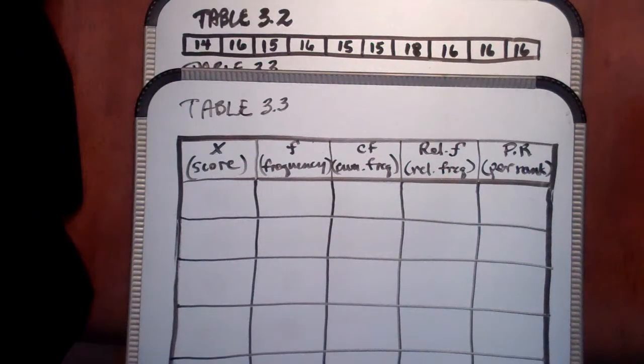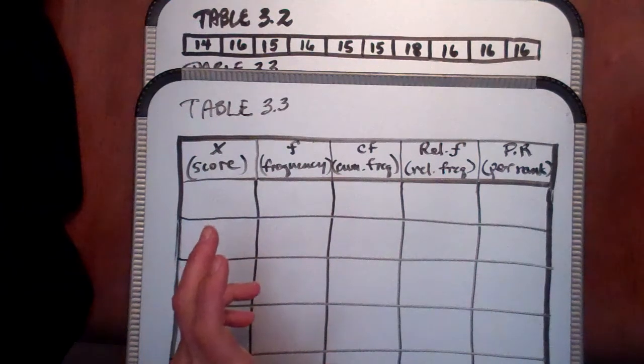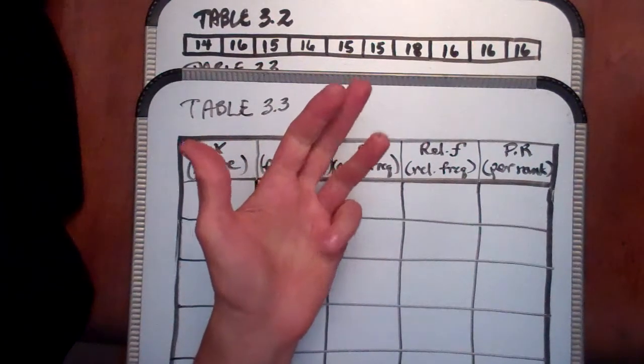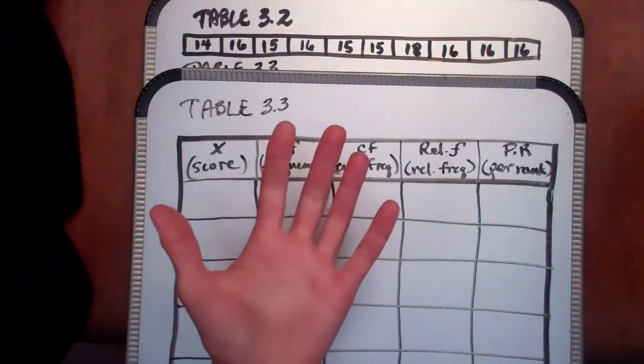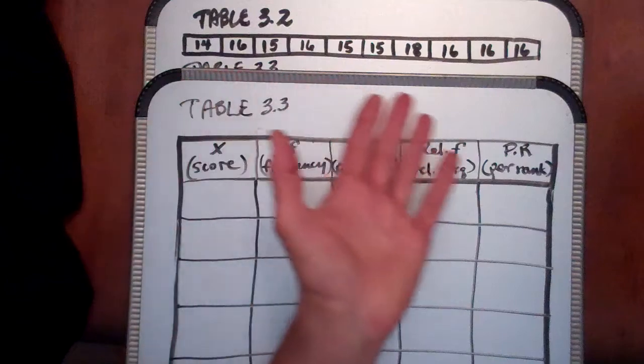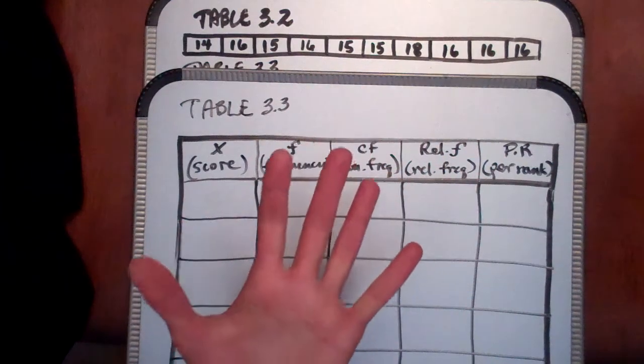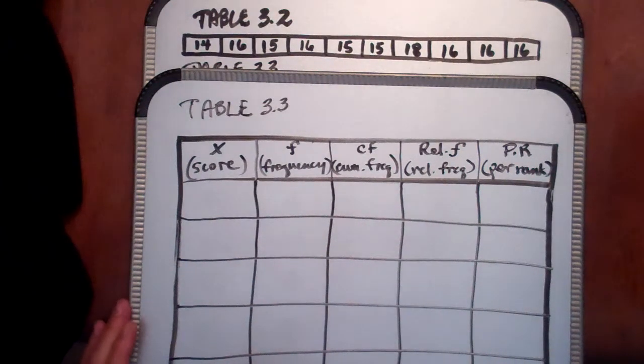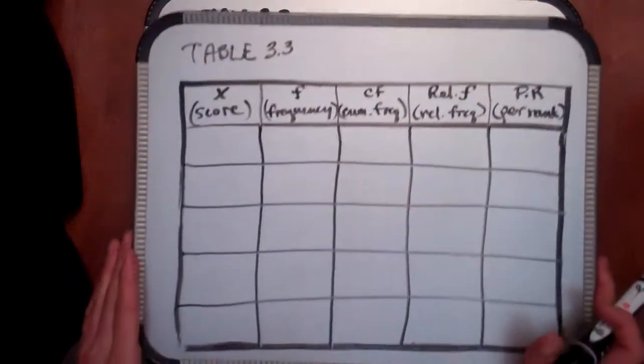right? And how many unique values does that span of scores represent? 14, 15, 16, 17, 18. The range, the span of values from 14 to 18 represents 5 unique values. So in your frequency distribution table, you're going to have 5 rows, 1 row for each unique value that was observed.